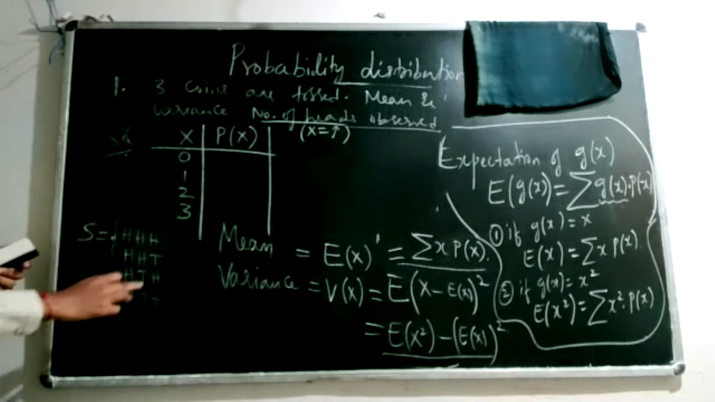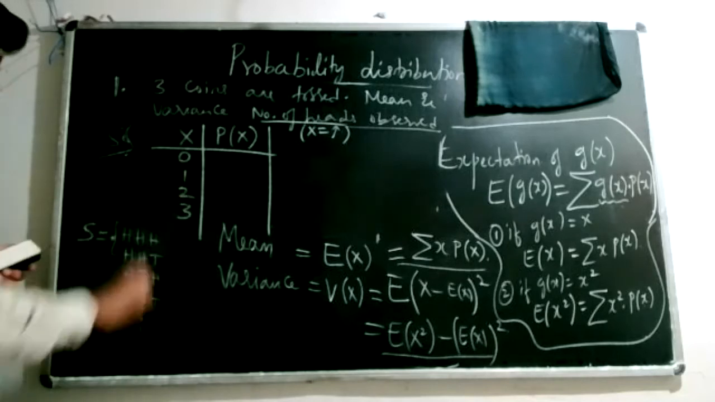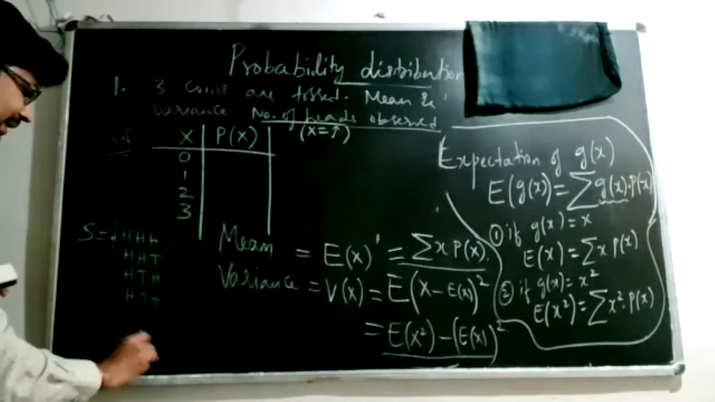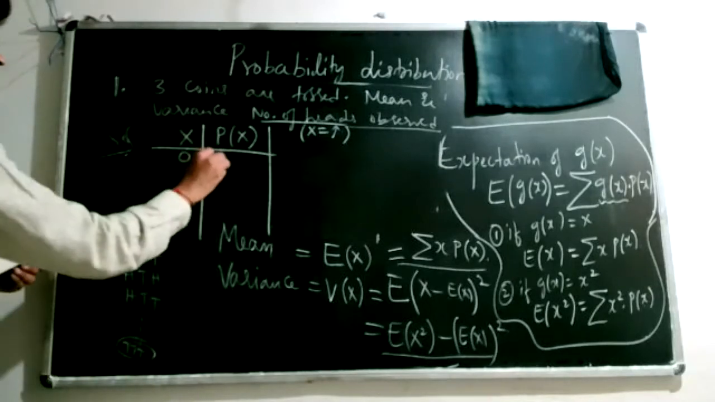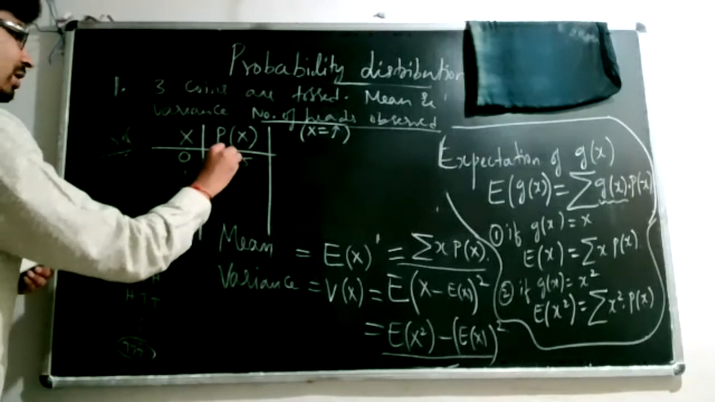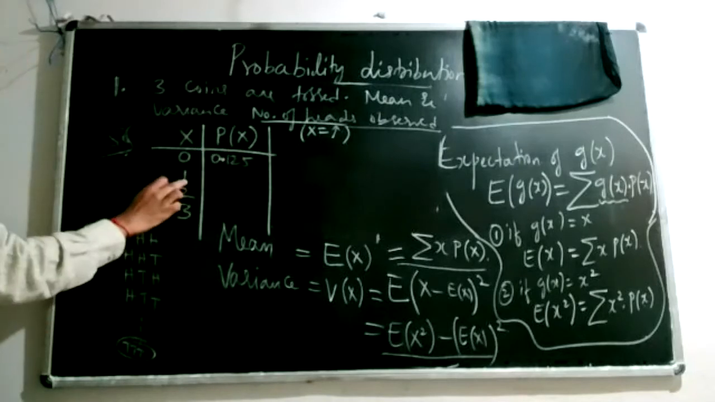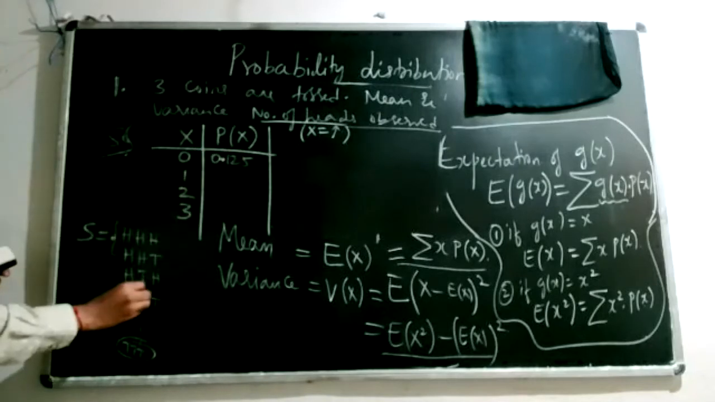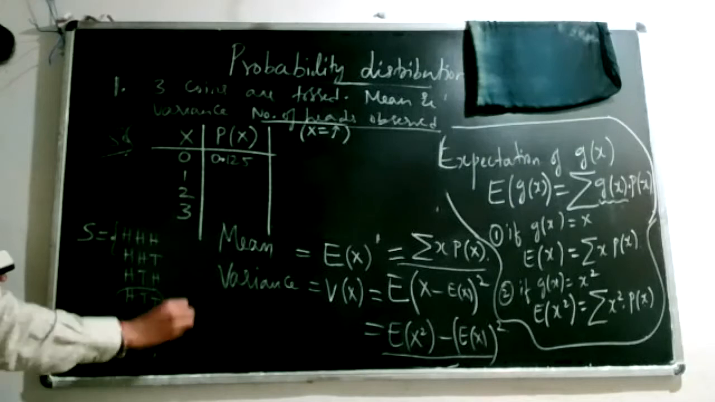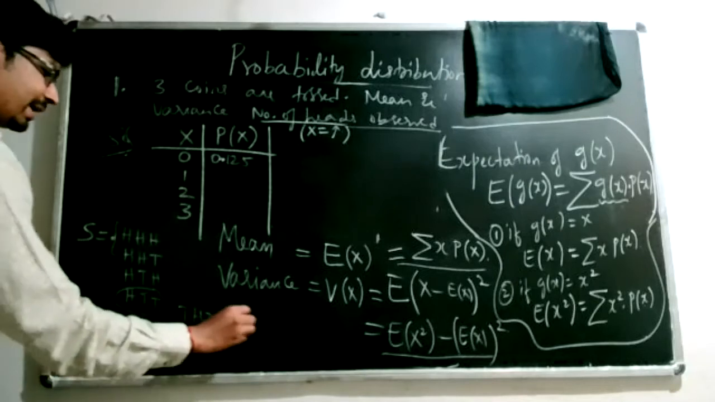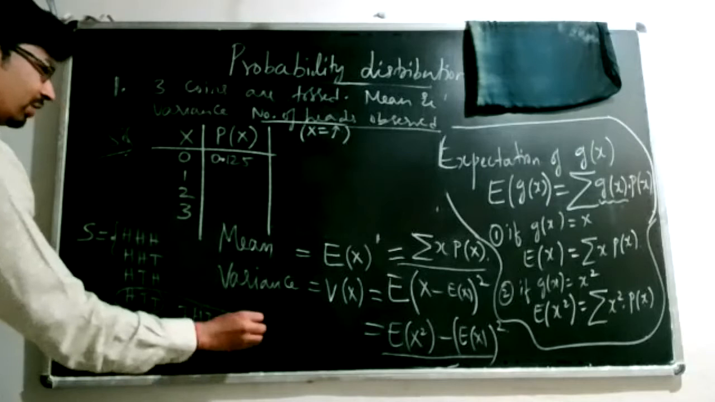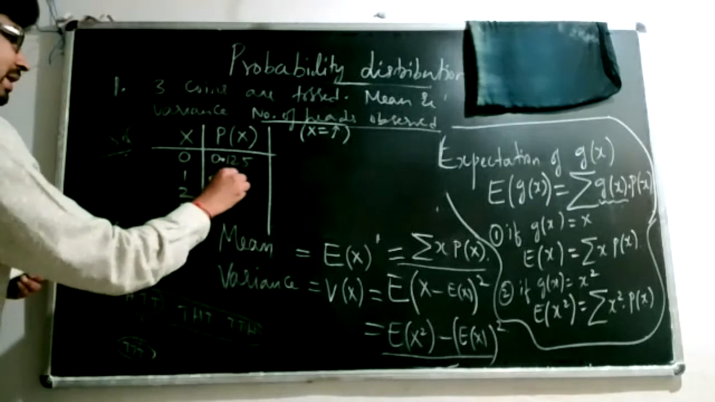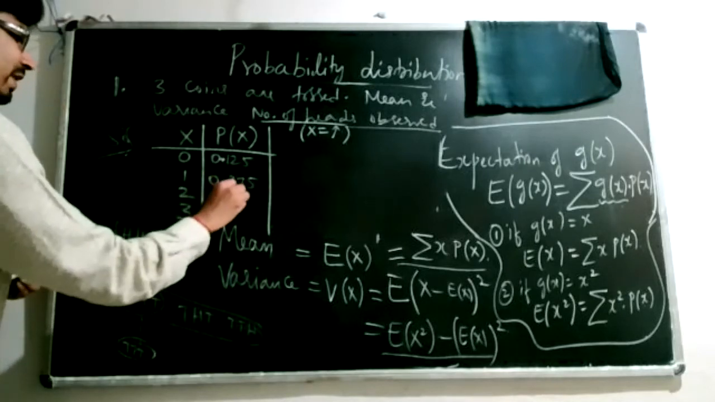So when you look into the probability, x is equal to 0 indicates all are tails. So it is 1 out of 8 case. So probability is 1 by 8 or 0.125. When I say x is equal to 1, head happens in the case of HTT, THT as well as TTH. So 3 out of 8 case, probability is 3 by 8 or 0.375.